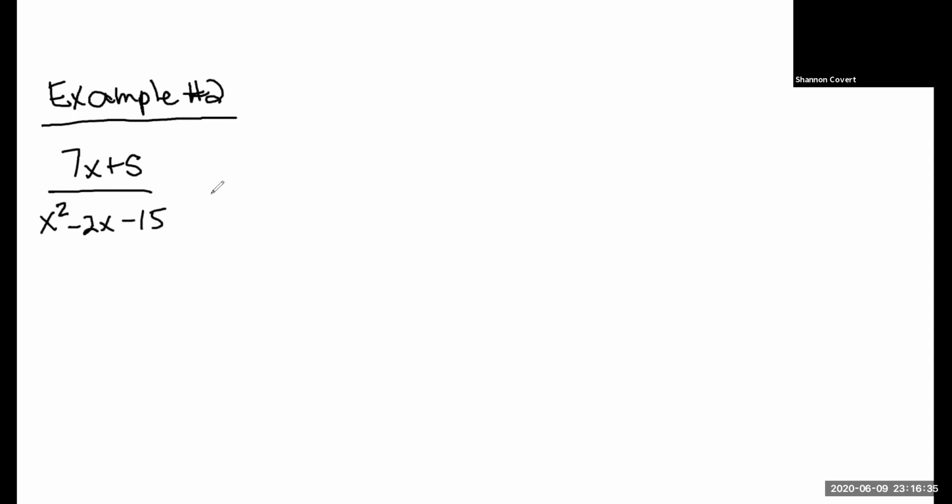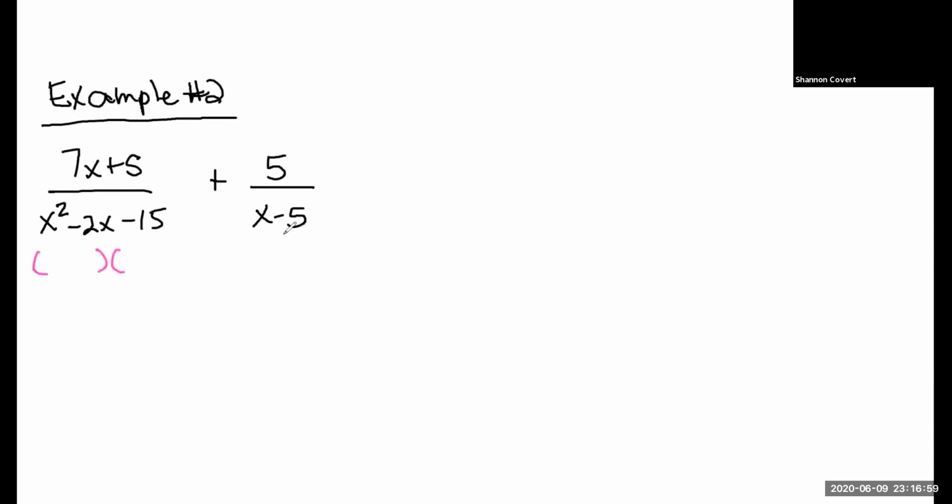Example number 2. 7x plus 5 over x squared minus 2x minus 15, plus 5 over x minus 5. I'm going to have to find my lowest common denominator first. In order to do that, I'm going to have to factor that first denominator, x squared minus 2x minus 15.